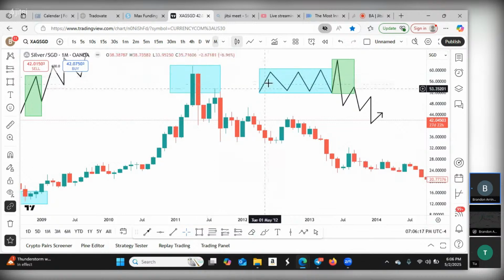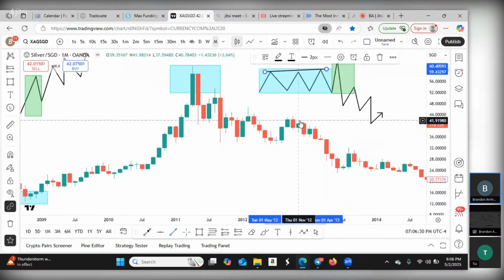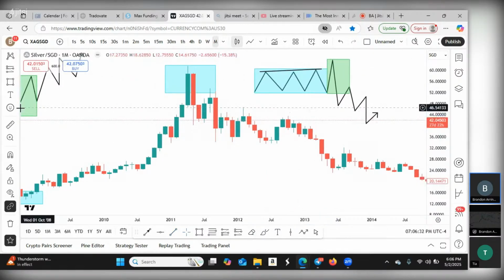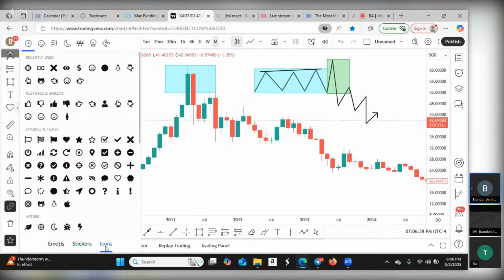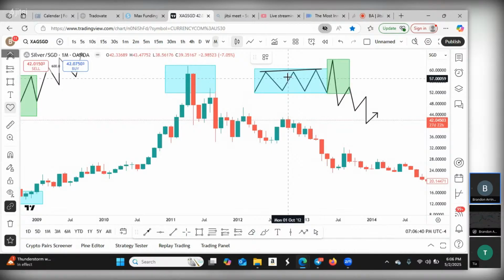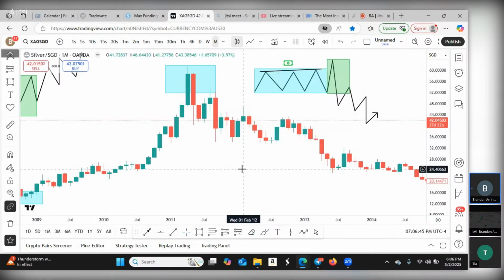So I'm letting it build up, chop, chop, chop, let it chop, because they have to trap as many people as they can on the wrong side of the move. So you see this premium high right here. What's this above highs? That's buy side liquidity. Or you can just say money. You can keep it simple and say money. See that dollar sign? Boom.